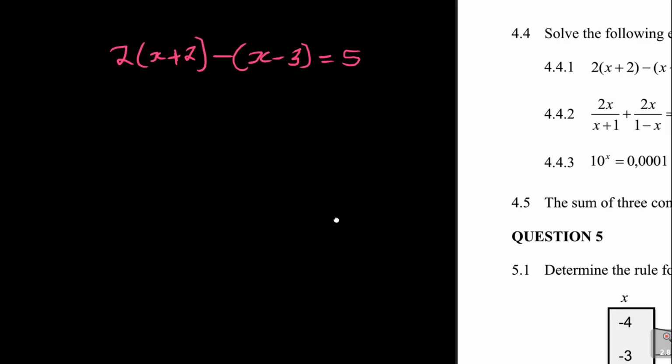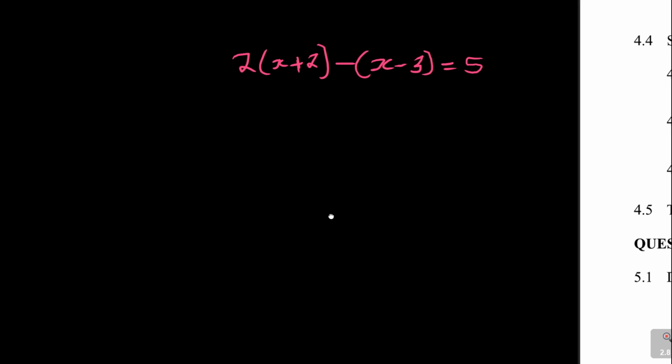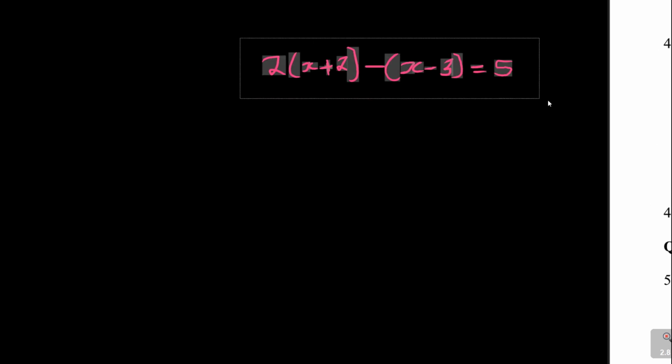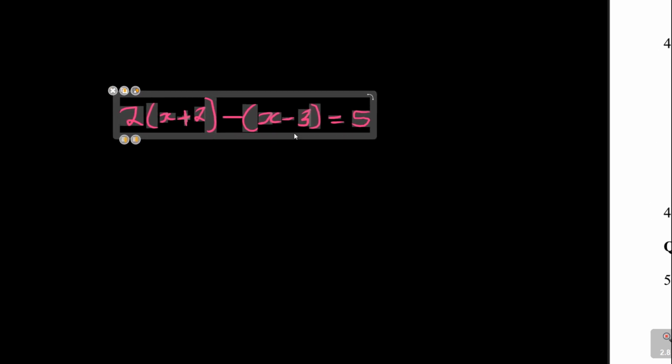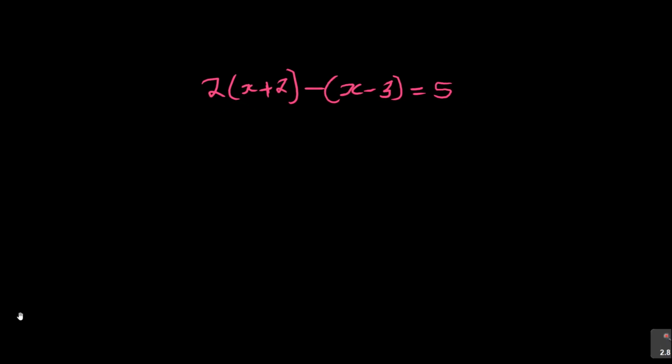So this is what I'm given here. Let me just confirm it. 2(x plus 2) minus this. The good thing with solving equations is that you can always test your answer, so you don't have to stress about that. So let's look at this. How do you solve for x here?